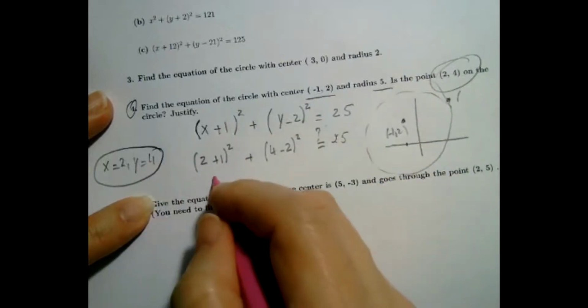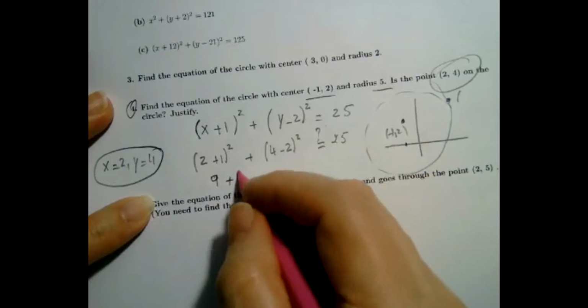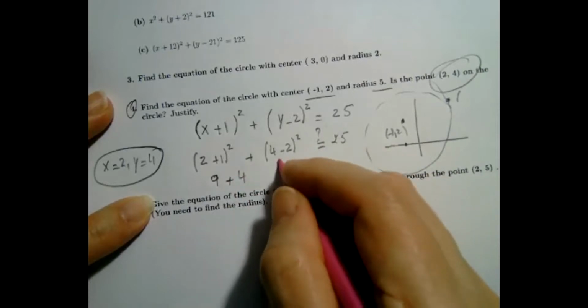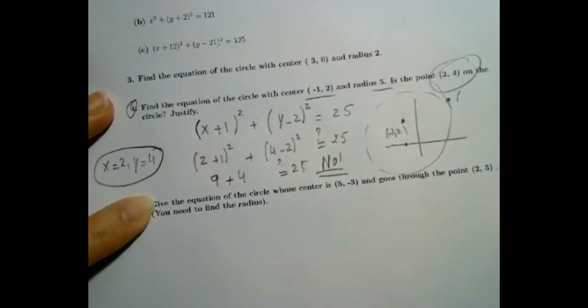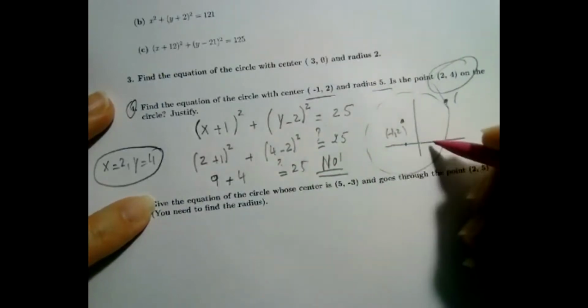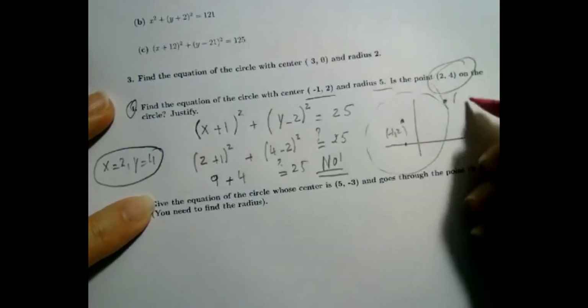So let's see, this is going to give me 2 plus 1, that's going to give me a 9. And that's going to be 4 minus 2, that's going to be 4. The question: is it equal to 25? And definitely no. So the point is not on the circle. So the point is somewhere here, it's a 2 and a 4. So whatever it is, the point is right here.